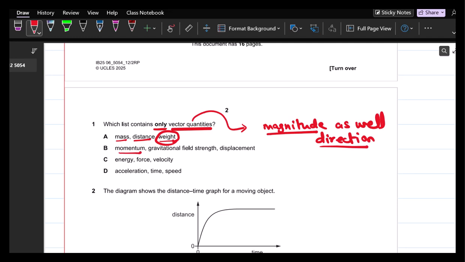Momentum is a vector quantity, gravitational field strength is a vector quantity, displacement is the shortest path covered between 2 points, this is also a vector quantity. So the correct option here is B. If you see C, energy, force and velocity: force and velocity are vector quantities, but energy is not a vector quantity. And if we look at option D, acceleration is a vector, but time and speed are not vector quantities. So B is the correct answer.